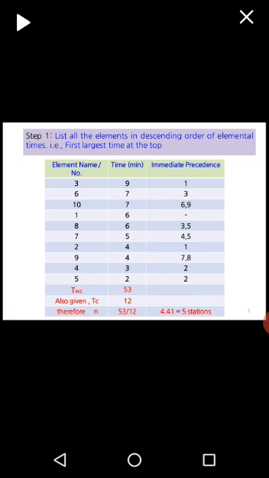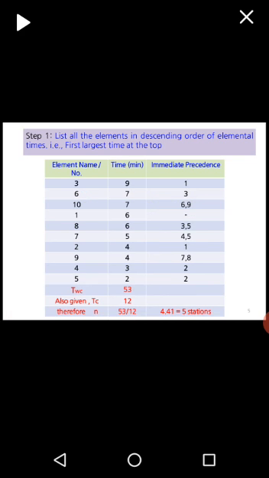Then next, for elements 6 and 10 we have a time of 7. Which one should we take first? Anyone we can take, and for convenience, whichever number comes first number-wise, that we take. So 6 will come, and its time is 7 minutes, its precedence is 3. For the same 7 minutes we have element 10, that also we will take, and its precedence is 6 comma 9.